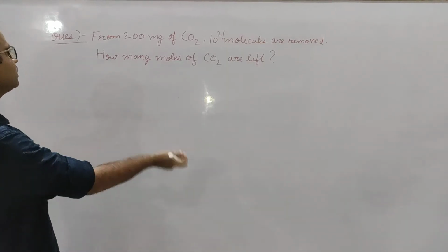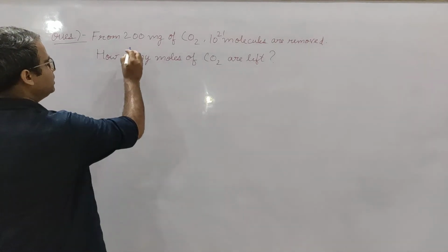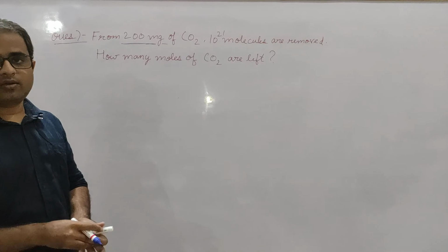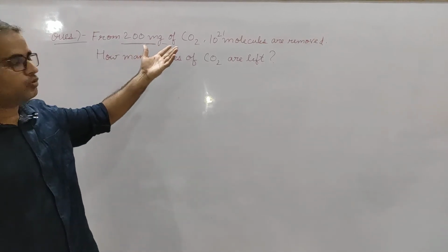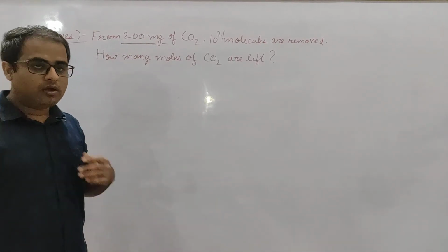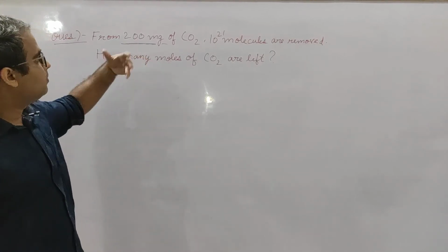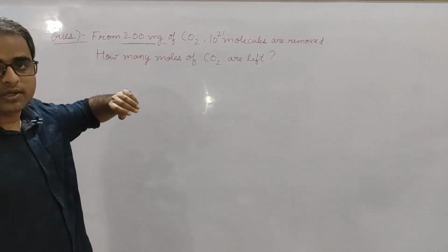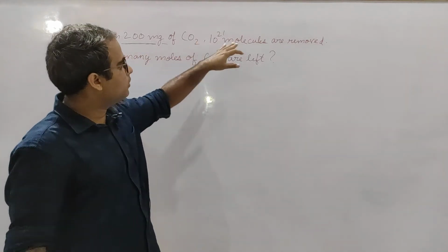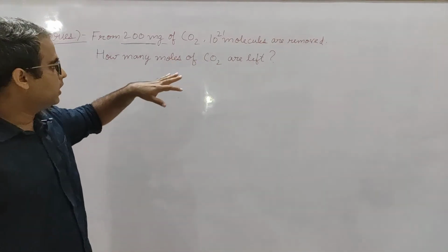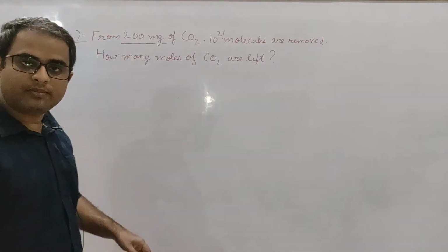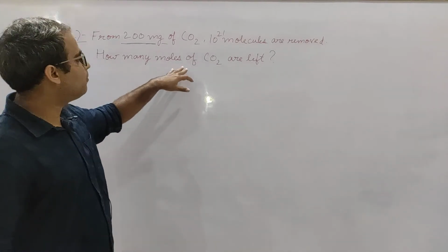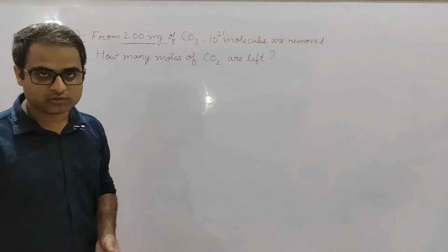So what is there here? The mass is given for CO2. In this much mass there will be some number of moles of CO2. Now the question is saying that from that number of moles of CO2 in this 200 mg of CO2, 10 to the power 21 molecules are removed. Now you have to tell what will be the number of moles for the remaining CO2 molecules.